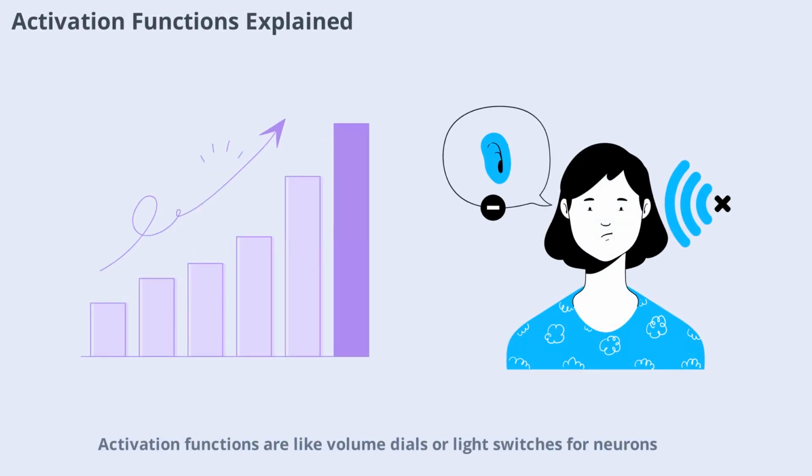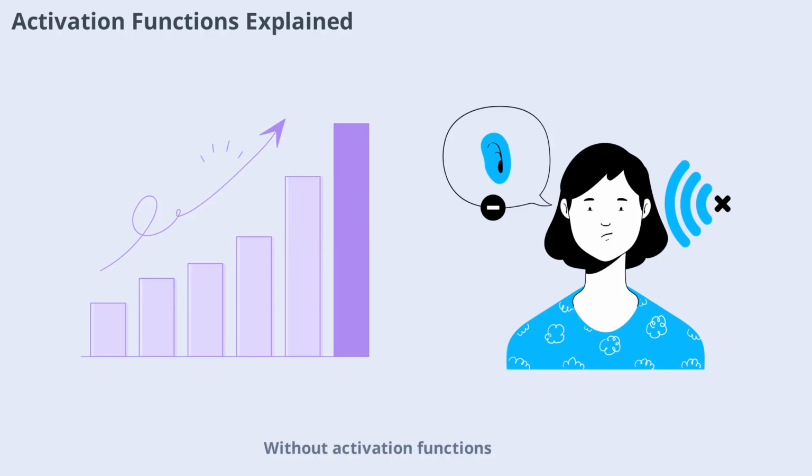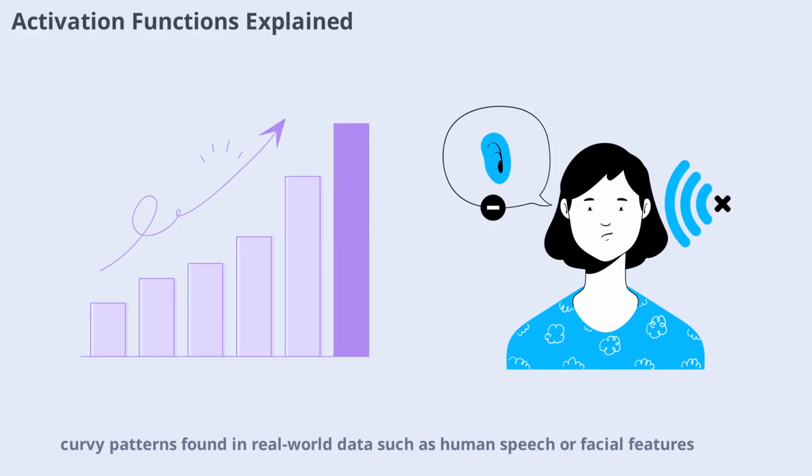Activation functions are like volume dials or light switches for neurons. They decide whether a neuron should fire or stay quiet. Without activation functions, a neural network would be nothing more than a giant linear equation, limited to solving basic problems. By introducing non-linearity, activation functions enable networks to learn complex, curvy patterns found in real-world data, such as human speech or facial features. This is a crucial step in making deep learning models versatile and powerful. Next, we'll look at the most popular activation function used today, ReLU.